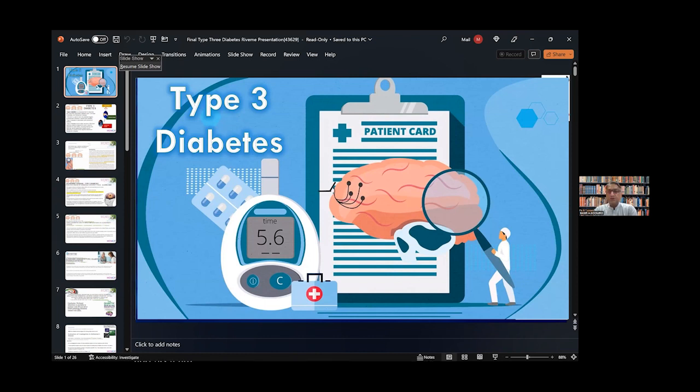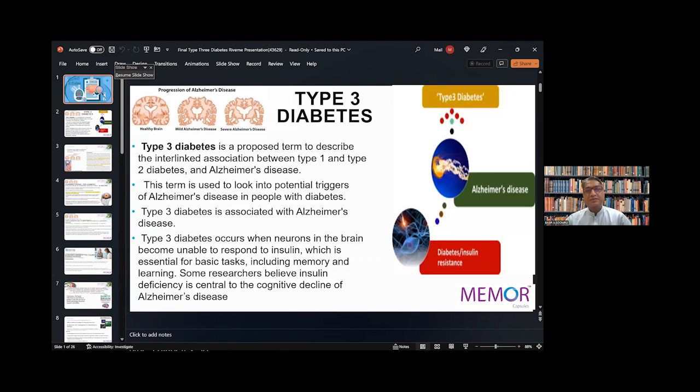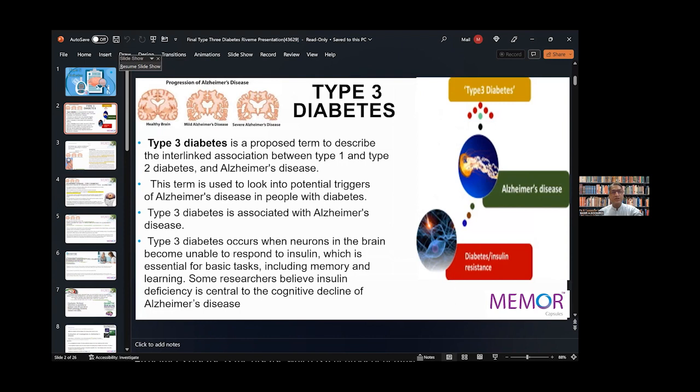I'm obliged to present the very vast topic, which is called diabetes type 3, which is well known. It is the Alzheimer's disease, which is labeled as a type 3 diabetes. To start with the type 3, first of all, we should know Alzheimer's disease. Alzheimer's disease is a neurodegenerative disease which shows progression with three features.